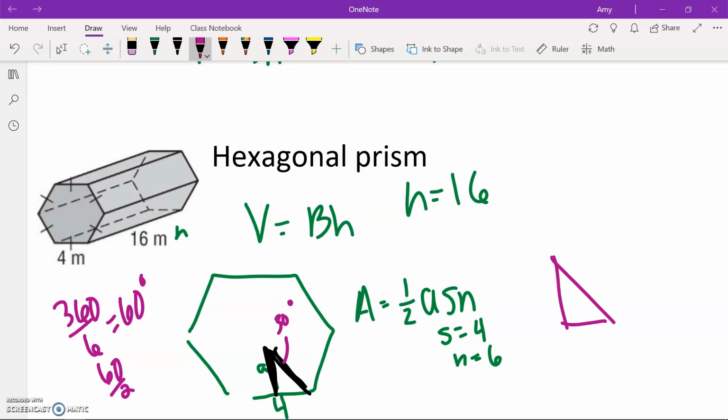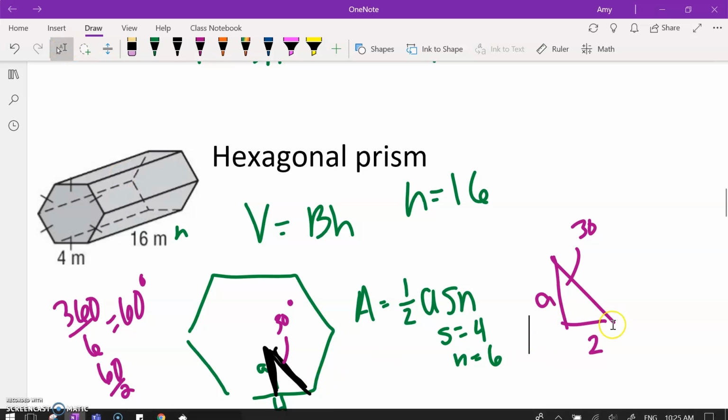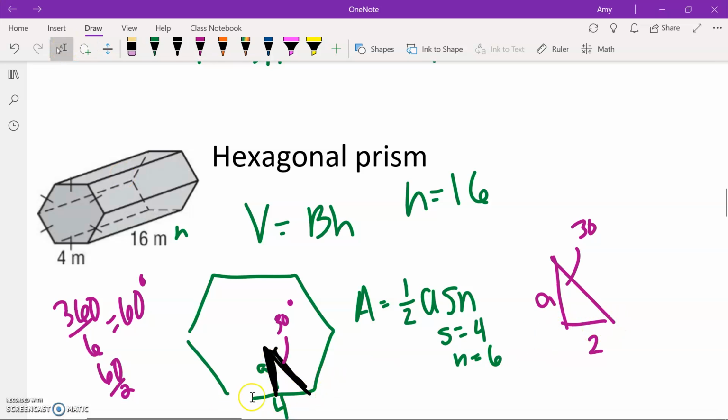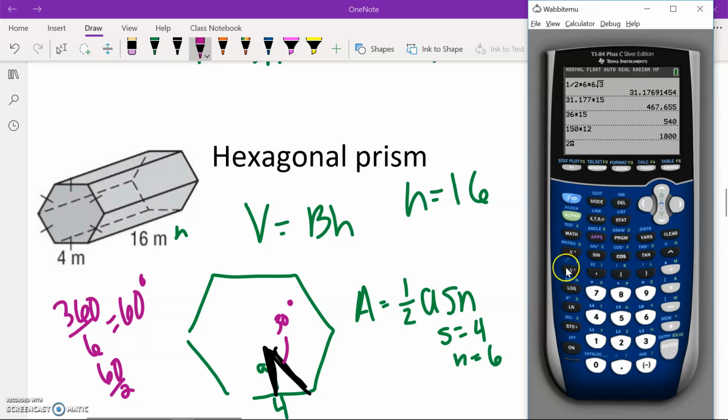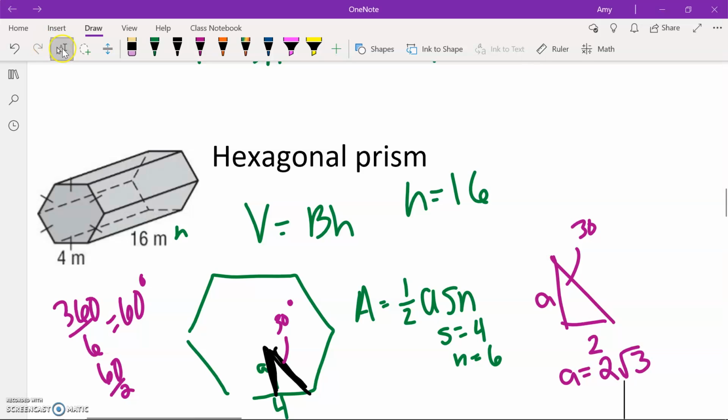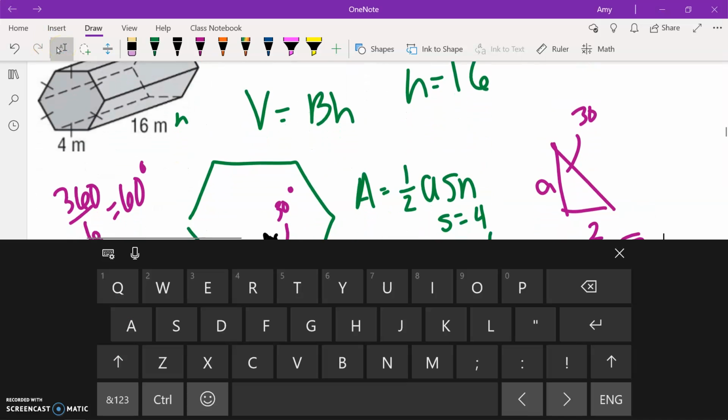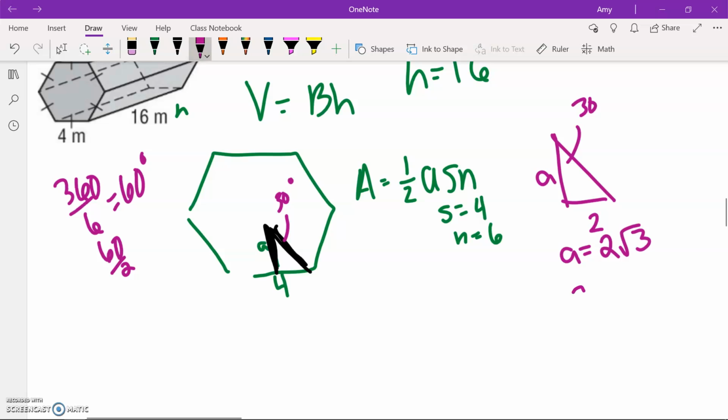So now we have this triangle with 30 degrees and the apothem a. You notice that I took half of the side because this triangle is only using half of the side of our polygon. And we could do special right triangles or trigonometry, but you're going to get that the apothem is 2√3, and if we took our calculator, we could approximate 2√3 as about 3.464. If you did trig, you should get 3.464 as well.